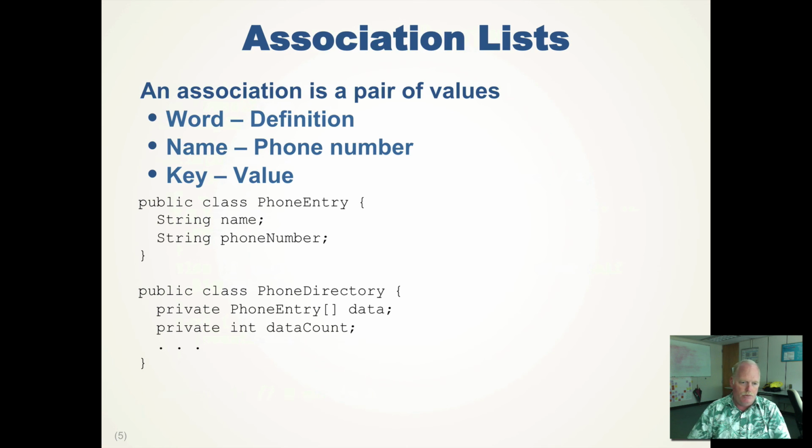And in our example, we're going to create a class PhoneEntry, which has a name and a phone number. You can imagine having a dictionary entry with a word and a definition, all sorts of combinations for these names or keys and values. So we have a phone directory that has an array of these phone entries, and then we have a data count to keep track of how many entries we have in our directory.